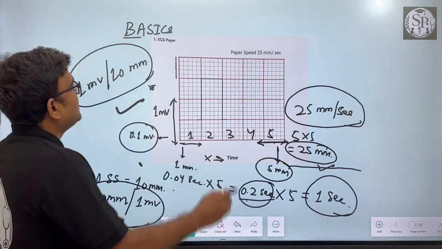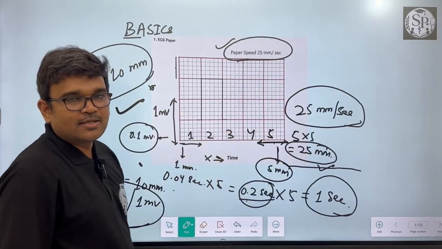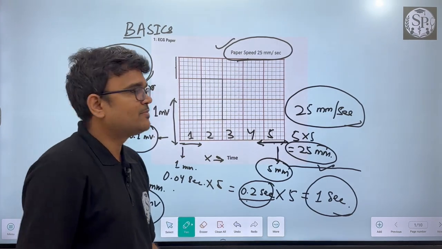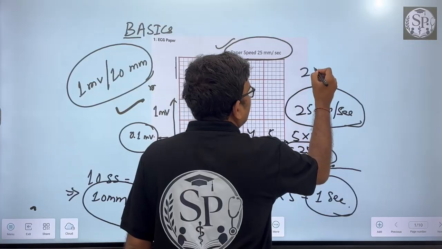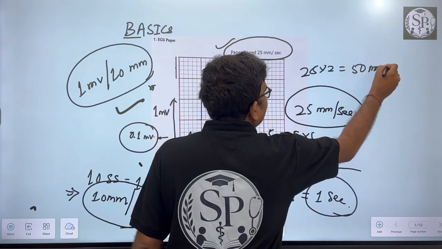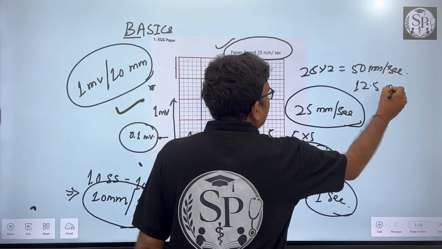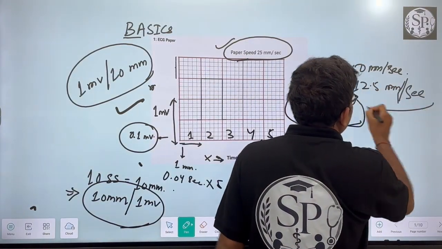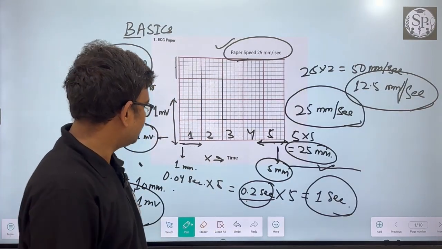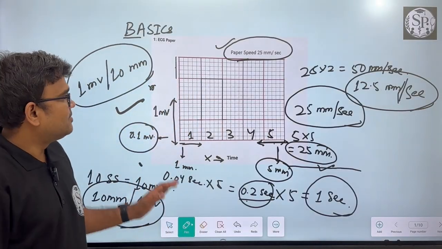So the ECG paper speed is 25 mm per second. We can change the paper speed in multiples of 25. So we can change it to 25 into 2, 50 mm per second, or change it to 12.5 mm per second. So this is all about the basics of ECG.